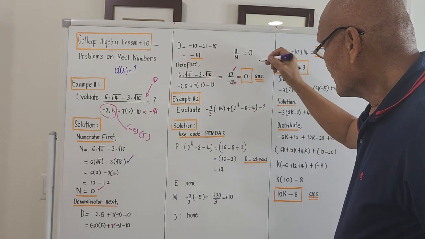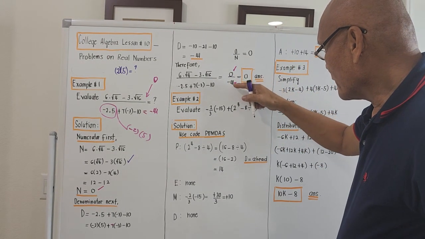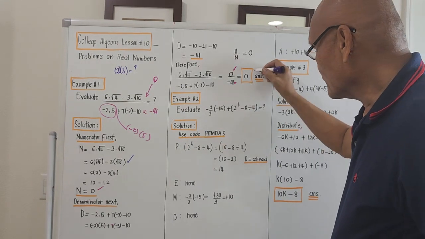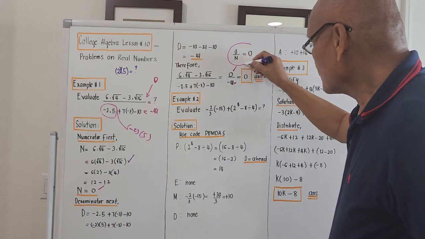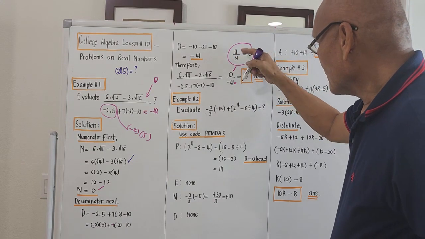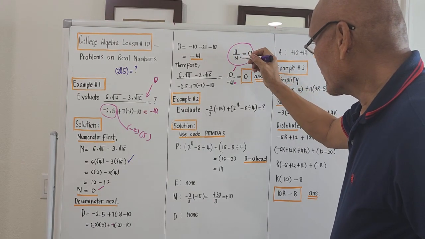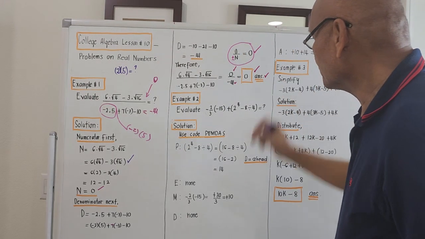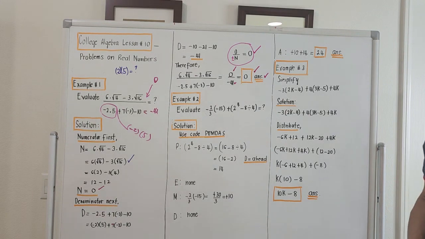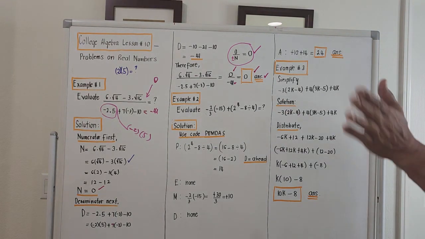But 0 over a negative number will be 0. So that's our answer. We use this concept here: 0 over a number, whether plus or minus, should be 0. Okay? Example number 2.